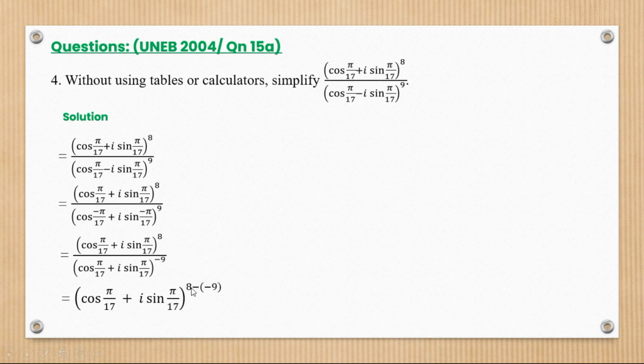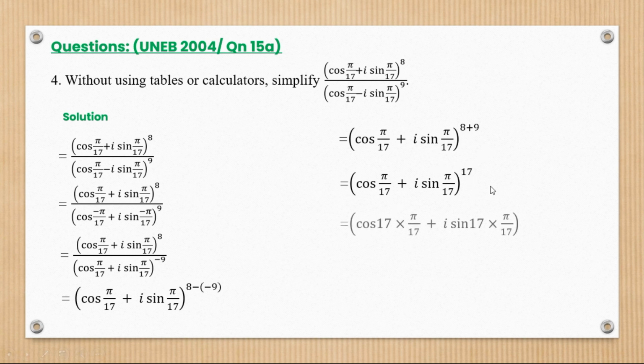From our knowledge of powers, we have 8 minus negative 9, which is the same as 8 plus 9. So we are left with (cos pi over 17 plus i sine pi over 17) to the power 17. Again, from De-Moivre's theorem, it's okay to bring this back in to simplify that. So we end up having that. The 17s cancel, then we're left with cos pi plus i sine pi. We know cos pi is equal to negative 1, and i sine pi is equal to 0 because sine pi is 0. So we're left with negative 1, and hence we've simplified the expression.